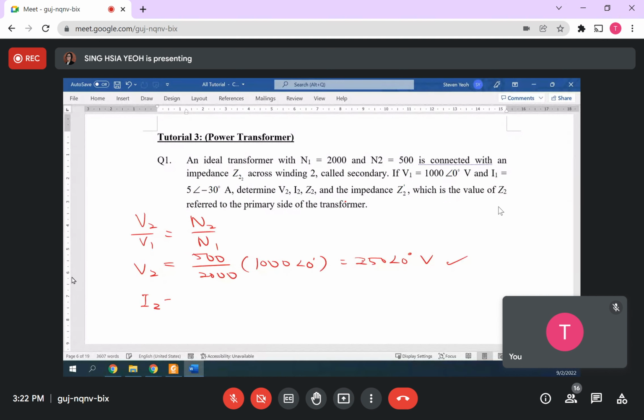Then I2 will be N1 over N2 times I1. So it will be 2000 over 500 times, not 1000 already, I should use the current 5 angle negative 30 degree. Then you will get I2 equals 20 angle negative 30 degree.